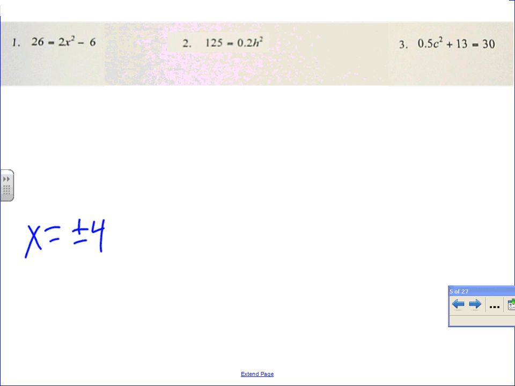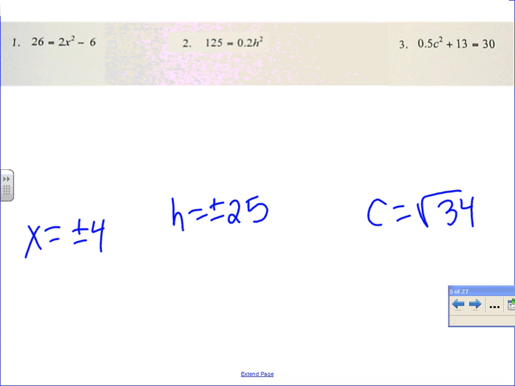Good. X equals plus or minus 4. Geo, number 2. Good. H equals plus or minus 25. Abigail, number 3. Good. C equals the square root of 34. Any questions on 1, 2, or 3?